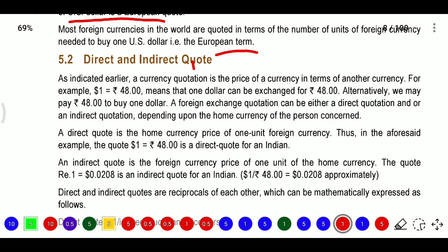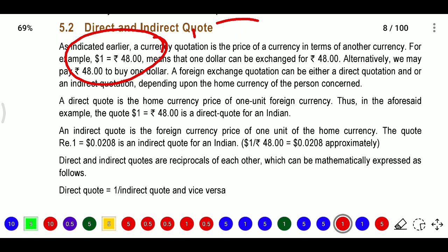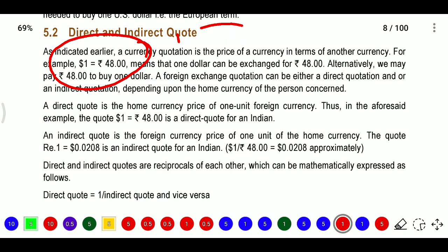Alternatively we may pay 48 rupees to buy $1. Here we can buy $1 at 48 rupees. A foreign exchange quotation can be either a direct quotation or an indirect quotation, depending on the home currency. For us, Indian currency is the home currency, so it is a direct quotation. Direct quote means home currency price of 1 unit of foreign currency, as in the aforesaid example of $1 is equal to 48 rupees. It is a direct quote for Indians.